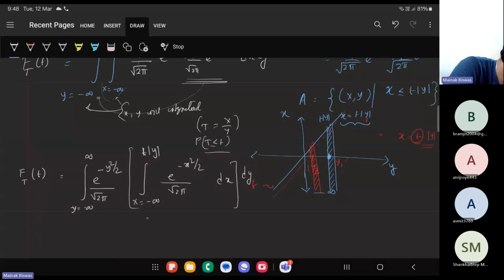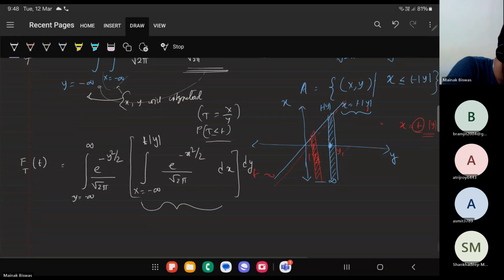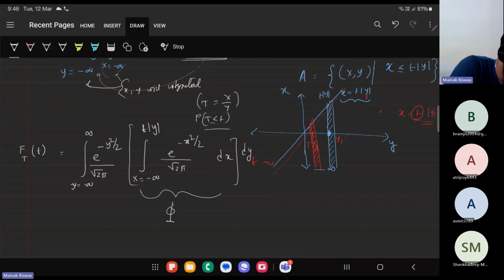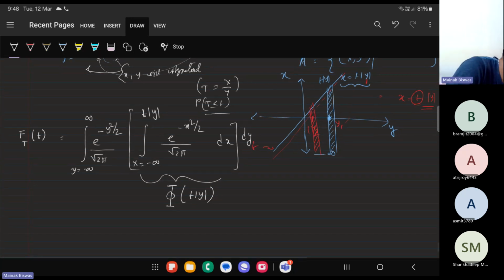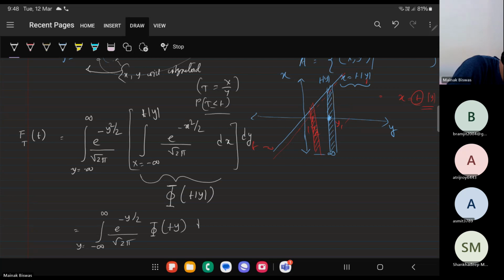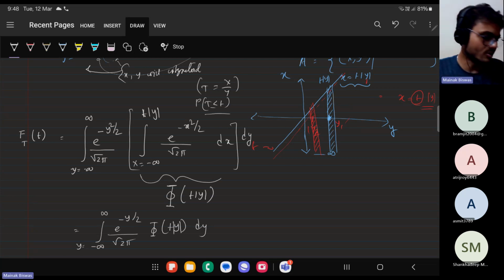So what is this function? This is also known as the phi of t mod y, yes or no? This is nothing but the CDF of our normal distribution, right? Not following, tell me. Yes or no?